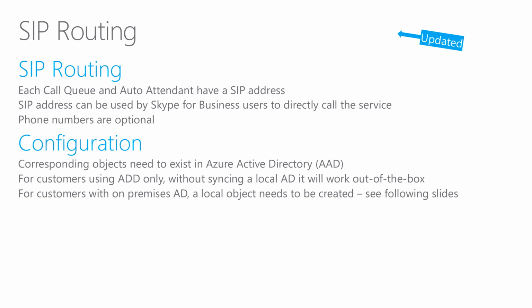You have to realize that corresponding objects for the call queue and auto attendant need to exist in Azure Active Directory. If you're using Azure Active Directory only, without syncing to a local AD, you don't need to do any additional configuration. If you do have an on-premises AD, you will need to create a local object for each auto attendant or call queue that has a SIP address, to enable routing towards that call queue or auto attendant for the on-premises user. We'll discuss that in the following slides.